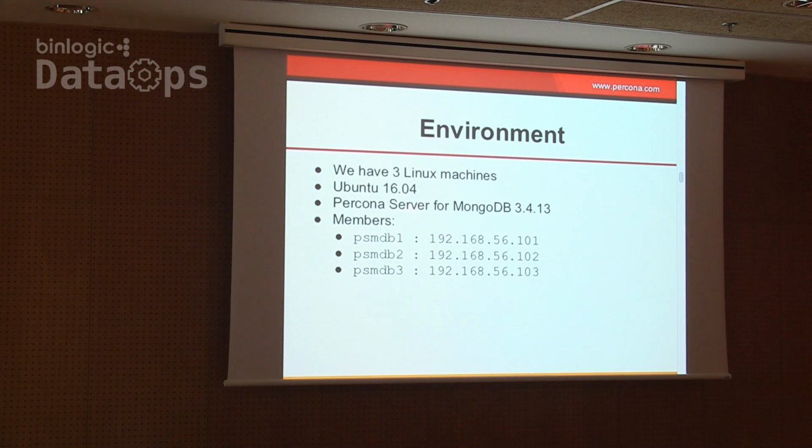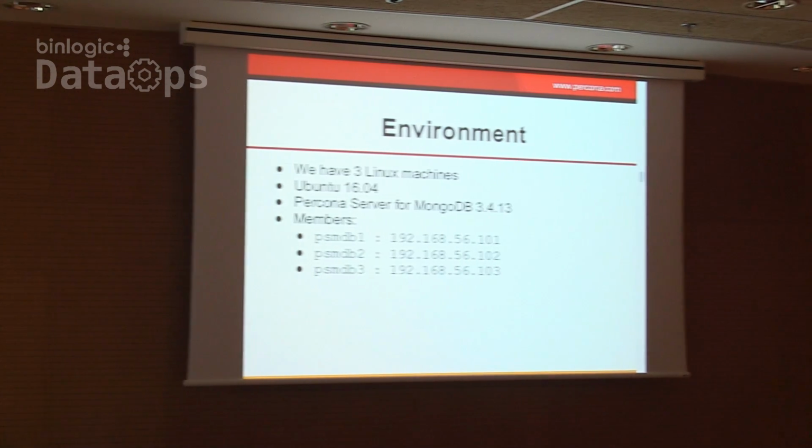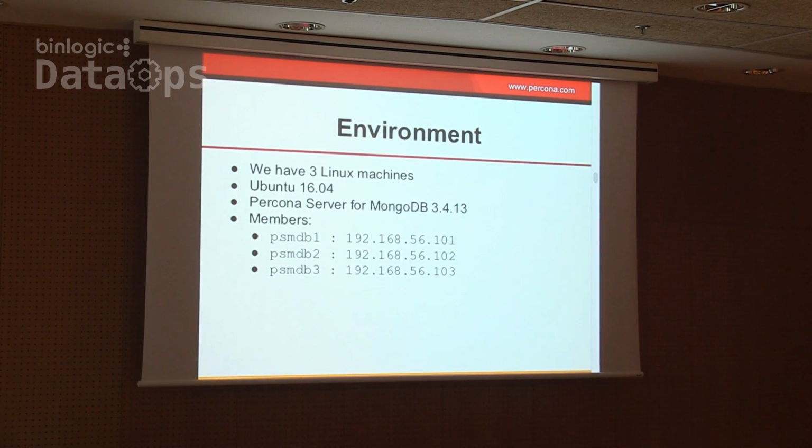We have 3 Linux machines with Ubuntu, and in this case, Percona Server for MongoDB 3.4, but the configuration is the same even with a different operating system or a different version of MongoDB. So these are, for example, the 3 IPs of the nodes. These are the host names, PSMDB1, 2, and 3.